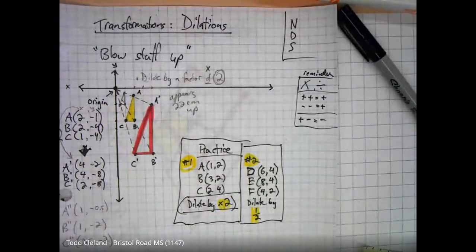Now we're gonna play some Battleship. So we're gonna watch a video I did earlier about playing Battleship using the Cartesian plane. So that's what we're gonna do next. Questions?